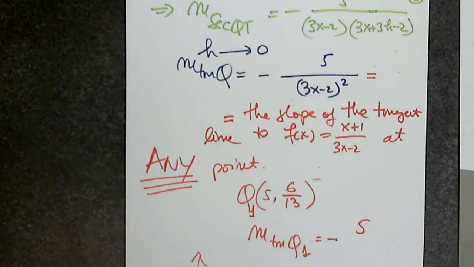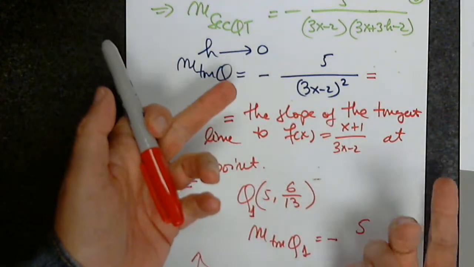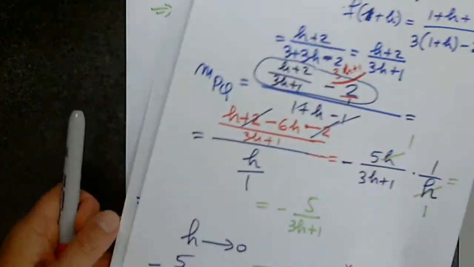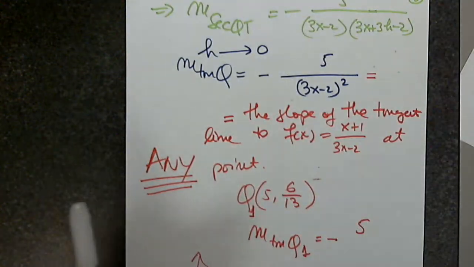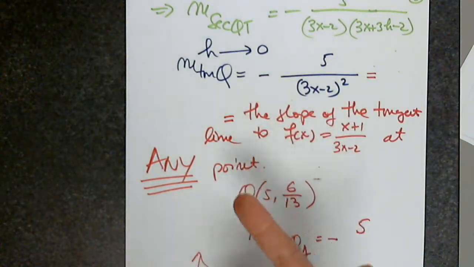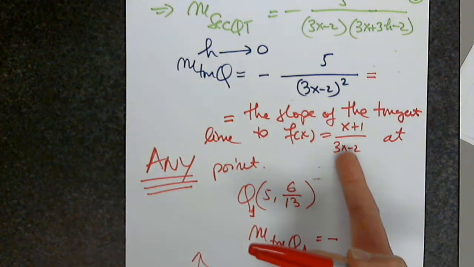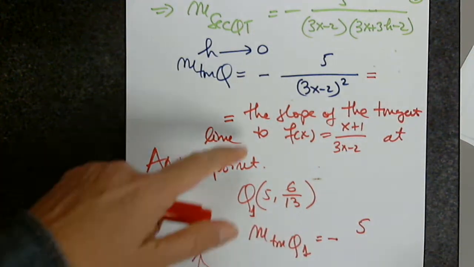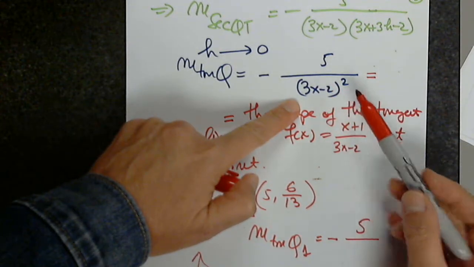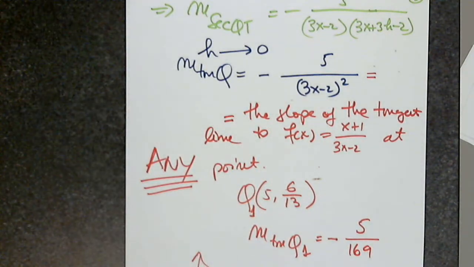Exactly. Exactly what I did with 1 to get negative 5. Right? When I had x a minute ago, I had x equals 1. For x equals 1, I plugged it in and I got negative 5. Now I have a different point. Since this is the formula that gives us the slope of the tangent line to the graph of this at any point, then I can plug in 5. So I will have negative 5 divided by 15 minus 2, right? Which is 13 squared, 169. This is the slope of the tangent line to the graph of f of x at the point q1.